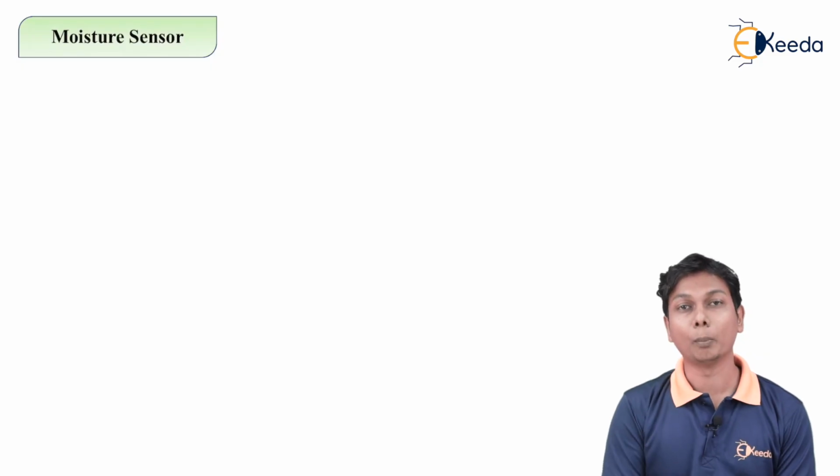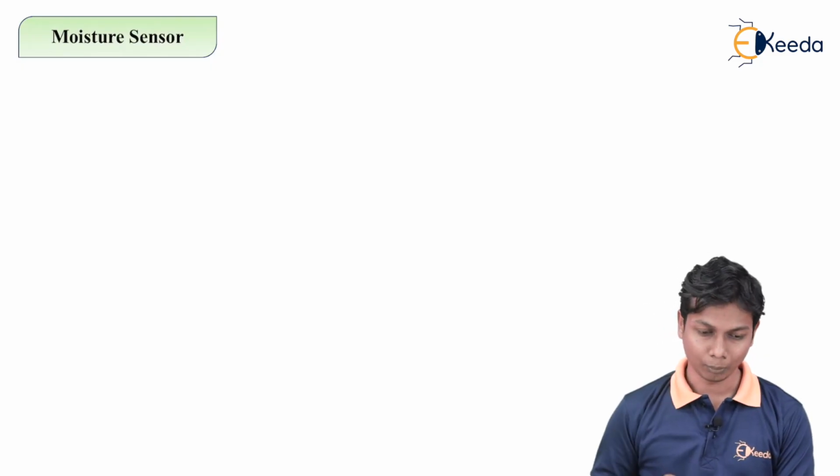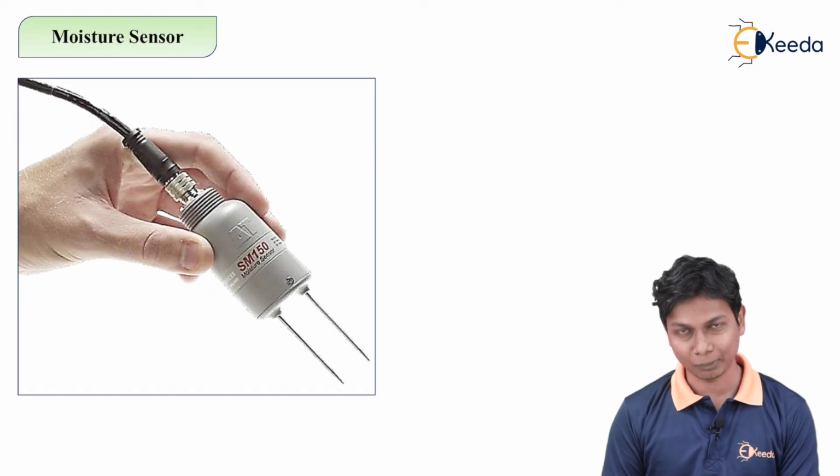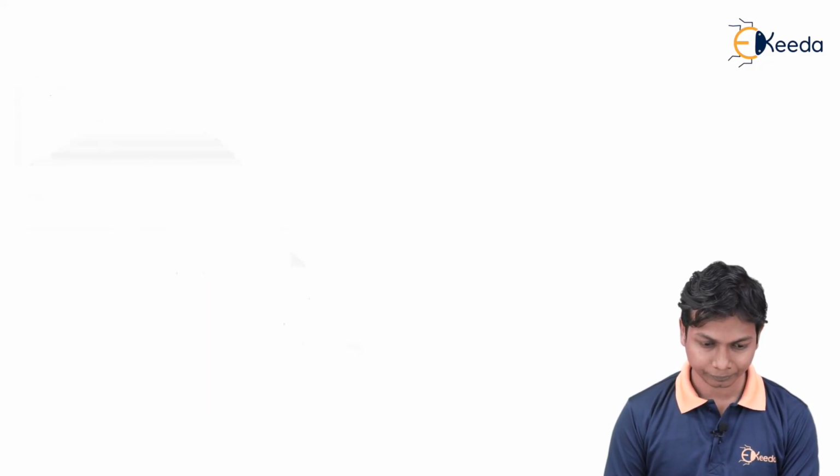Up till now, whatever sensors we have seen, like temperature sensors, pressure sensors, or any other sensors, here is another variety of sensor that is basically used for agriculture purposes, and also in industrial purposes. Now we'll start with one type of sensor, that is the moisture sensor. The moisture sensor looks like the picture here.